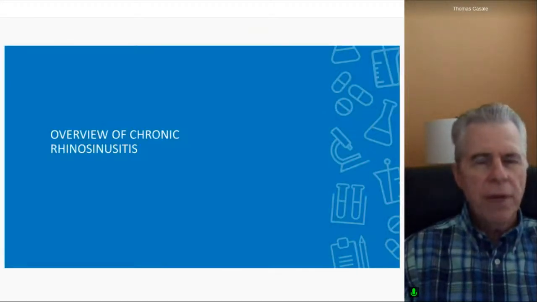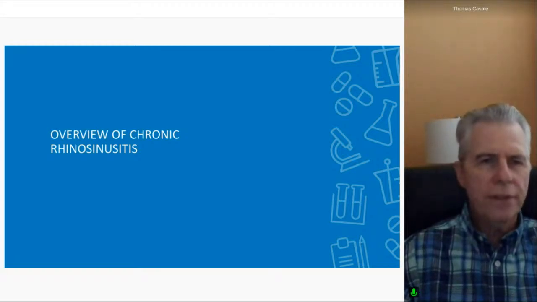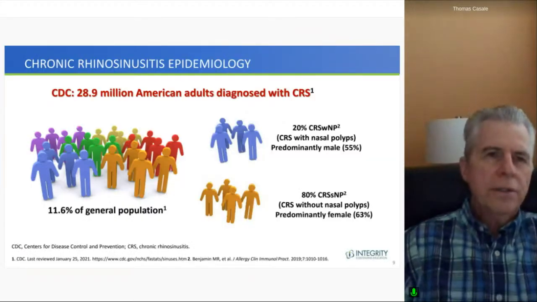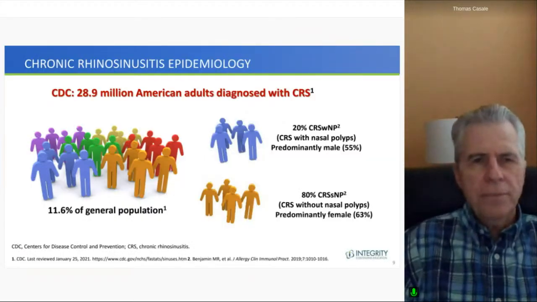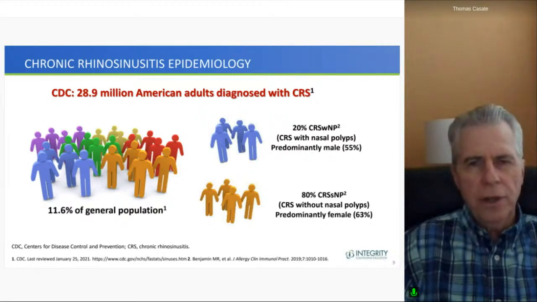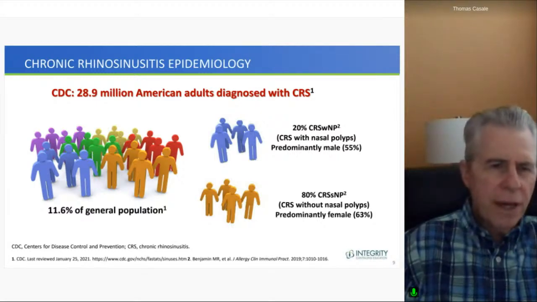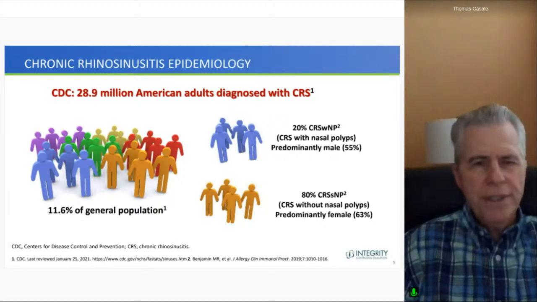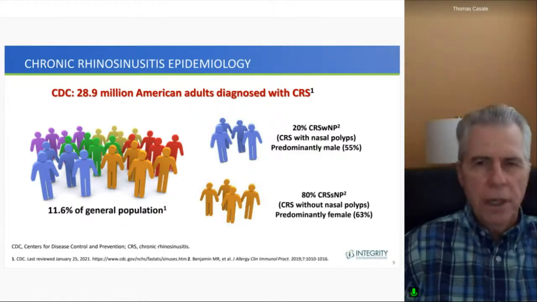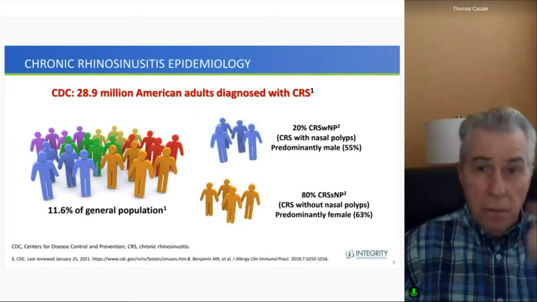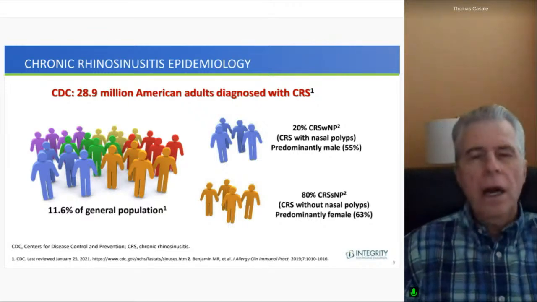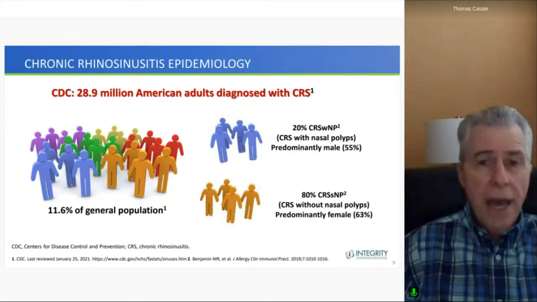So let's make sure we're all on the same wavelength, and I'll just give an overview of the disease. Remarkably, in the United States, there's about 29 million American adults diagnosed with chronic rhinosinusitis. That represents 11.6% of the general population. 20% of these patients have nasal polyps and about 80% don't.